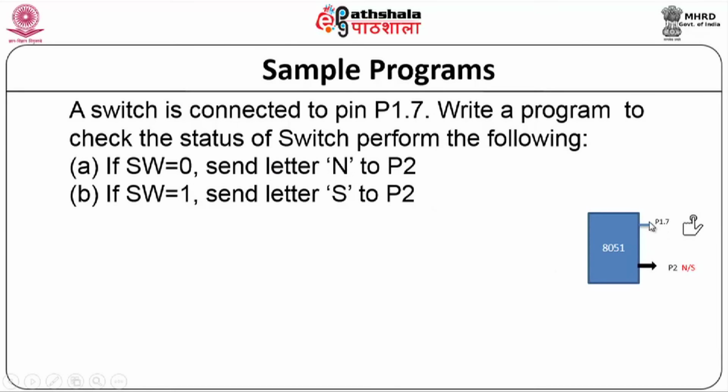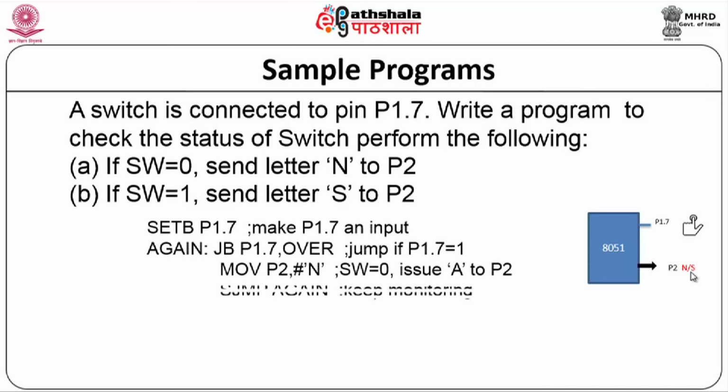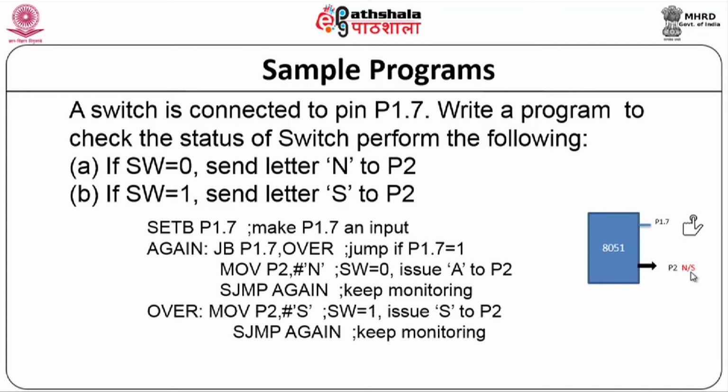So, this is an application where if I am pressing this button, I should send S to P2. If I am not pressing this particular button, then I should send an N to P2. This is the application I wanted to generate. Instead of sending an N or S, you can do some other applications over there. So, this is a code which will do this particular process.